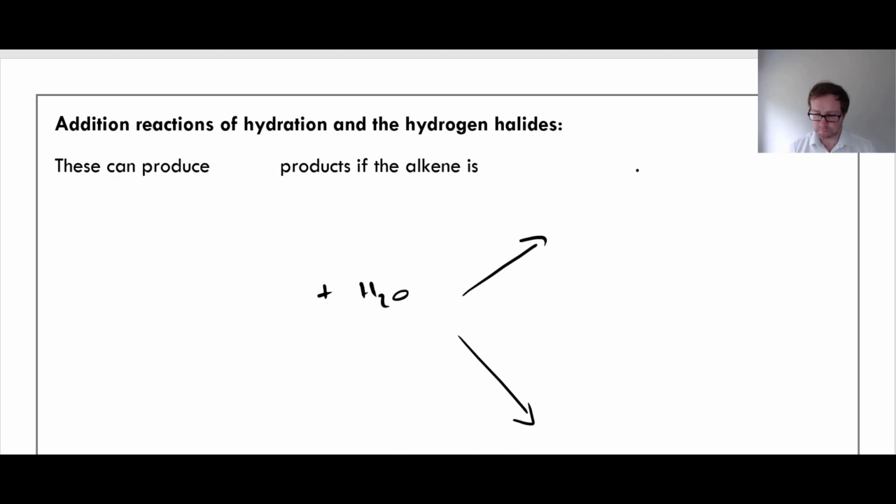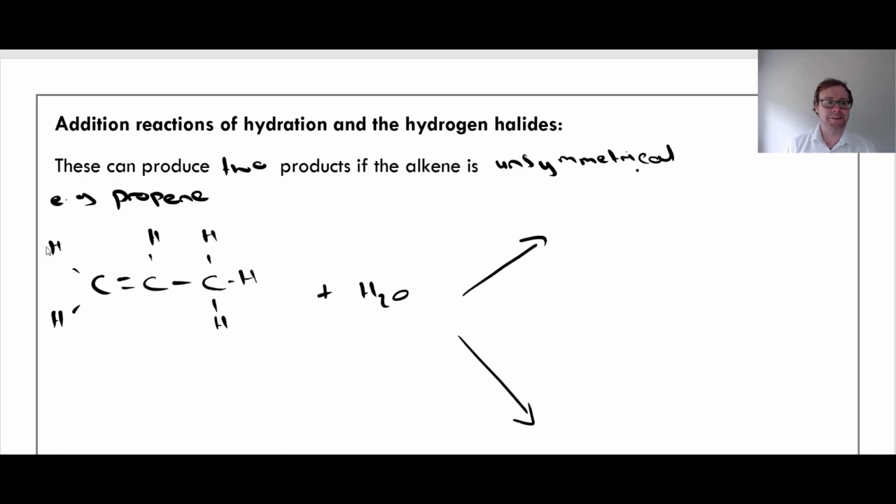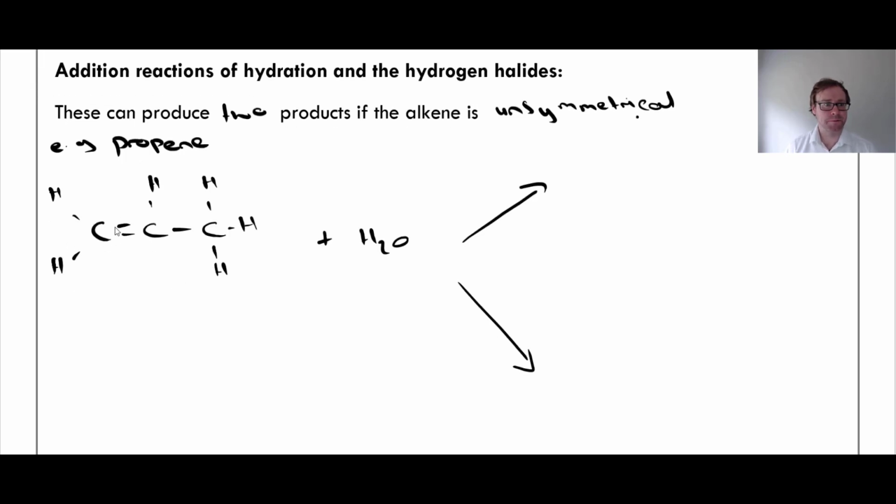So these can produce two products if the alkene is unsymmetrical. Okay, so what do I mean by this? Say I've got propene. Actually, can you draw the displayed formula of propene? Okay, so hopefully you didn't draw a protein, you drew propene. It should look like this. Yep, so we have our double bond on the first carbon.